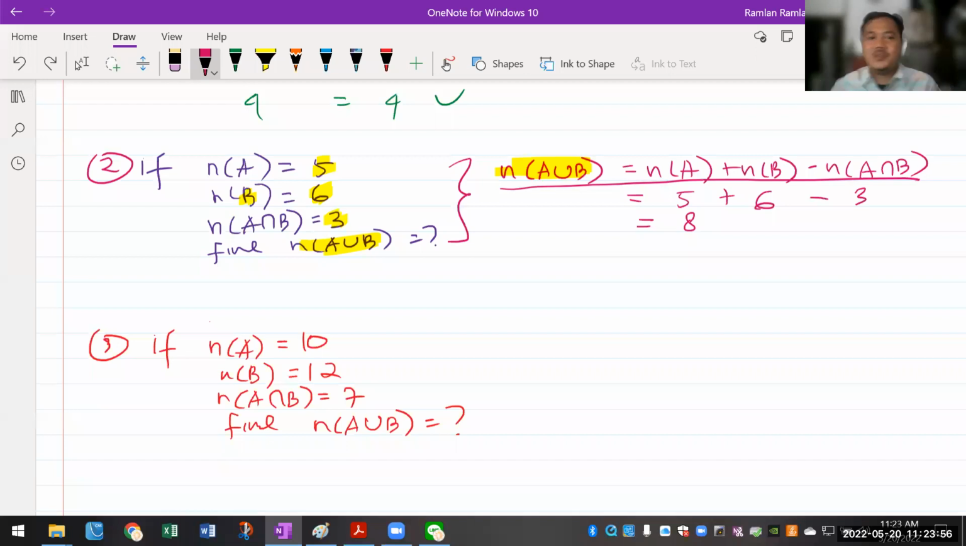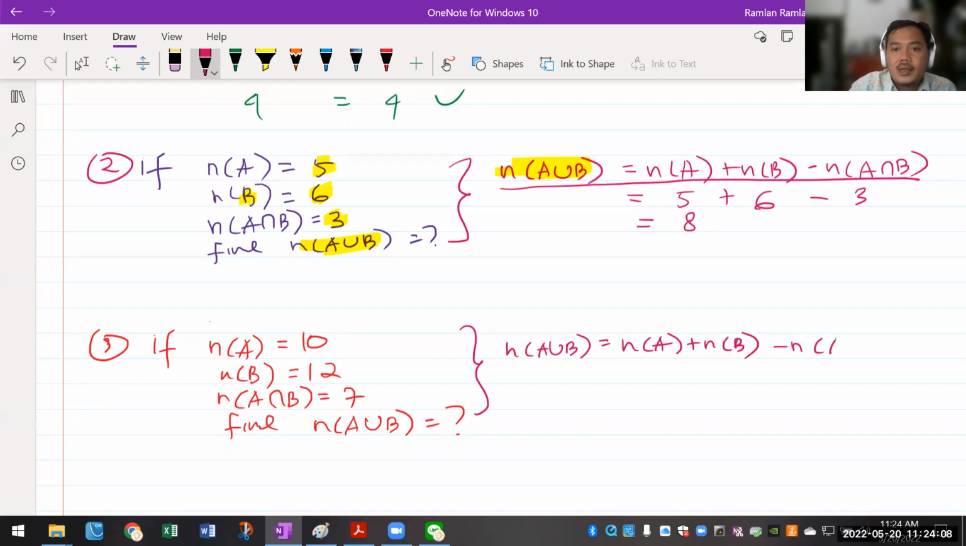So I'm going to write down the answer for you guys. Again, write down the formula first. N(A union B) equals N(A) plus N(B) minus N(A intersection B). Then just substitute all of the numbers that you have from the question.